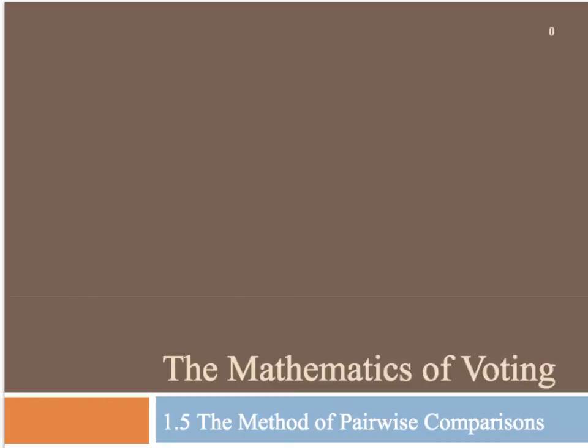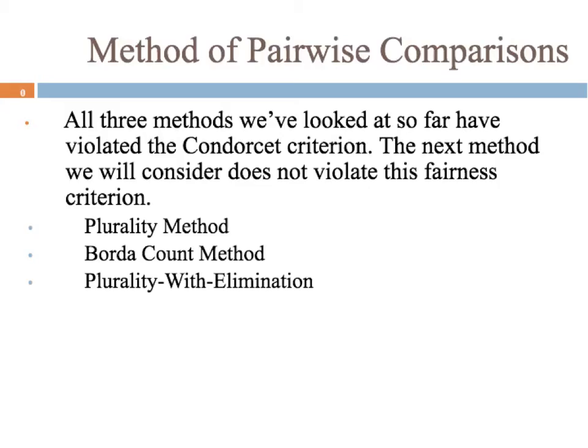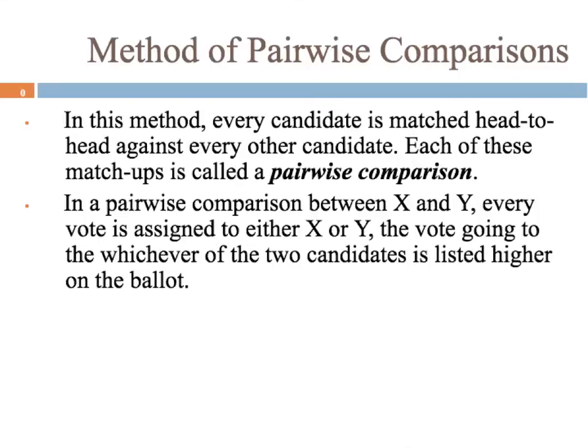This section is on the method of pairwise comparisons. So far what we've looked at are plurality method, Borda count method, and plurality with elimination method. And one thing they have in common is that they all violate the Condorcet criterion. So what we're going to look at next is a method that does not do that. And that is the pairwise comparison method.